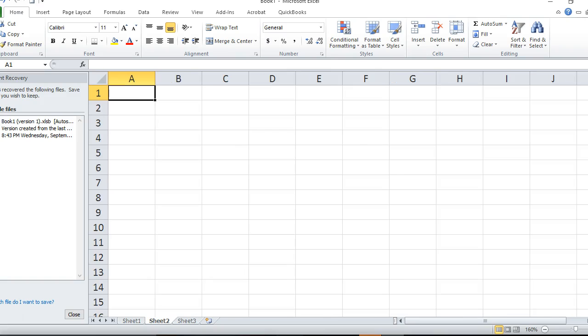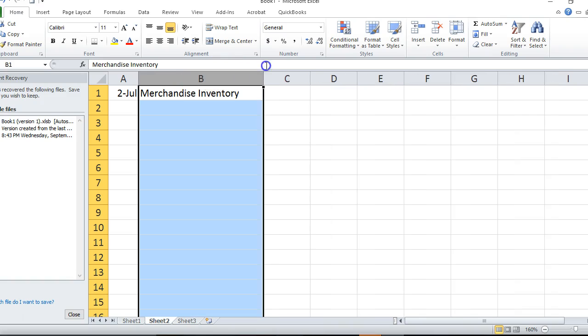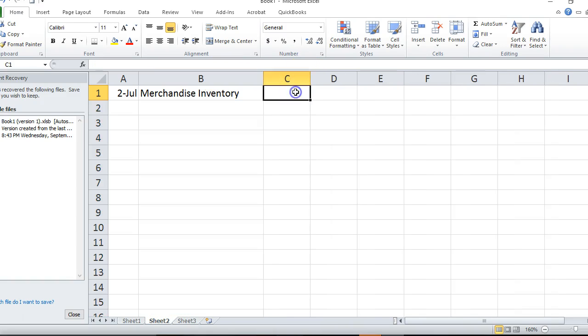So wouldn't it be that this date is July 2nd? The first thing we'll do, July 2nd, when we're using the perpetual system, is merchandise inventory, okay? And we are increasing our merchandise inventory by $2,000, right?